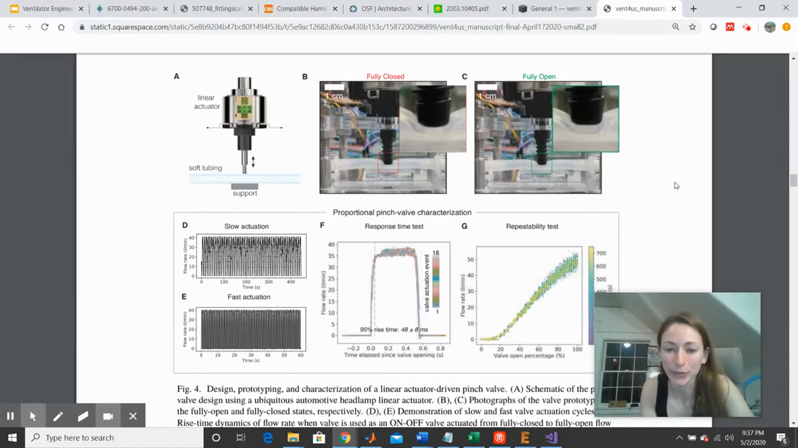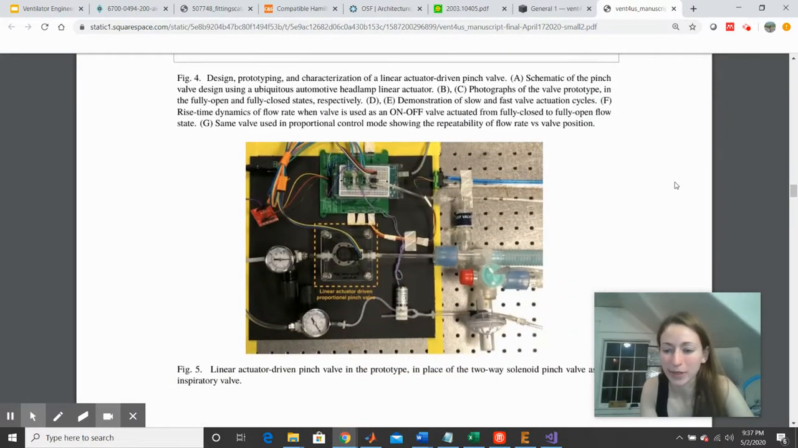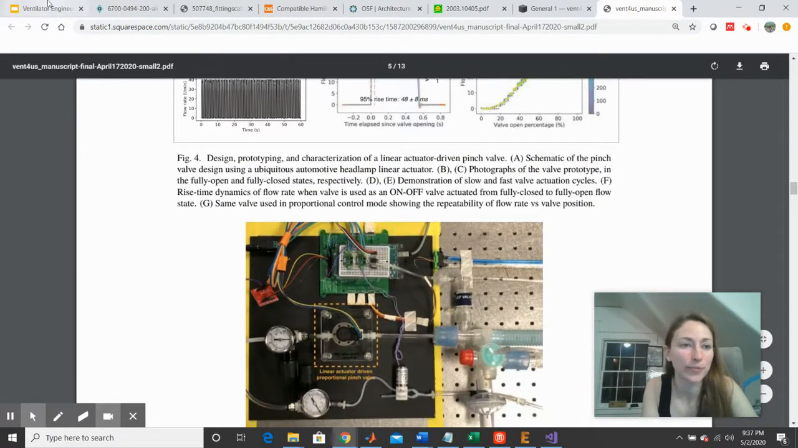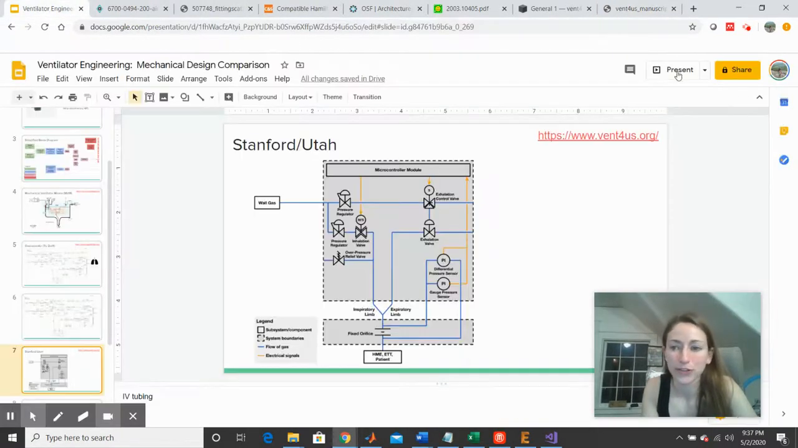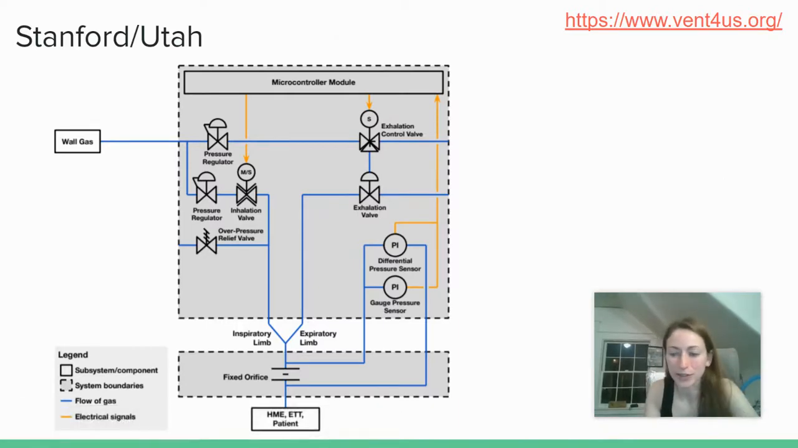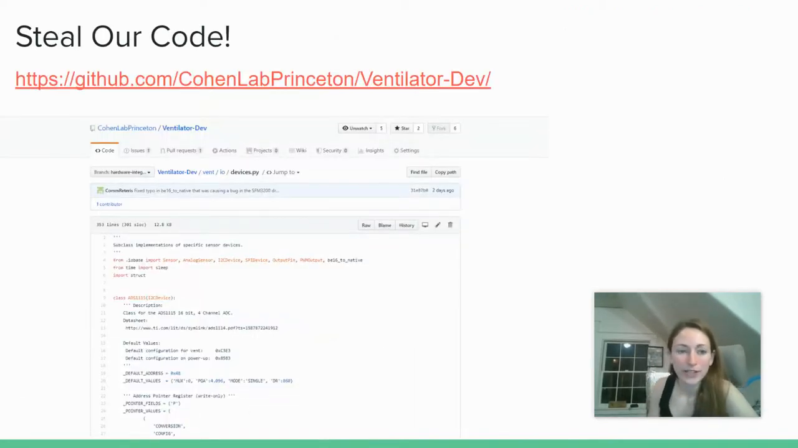But it's really cool that people are starting to think about these workarounds for expensive components like proportional valves, because this is really what a low-cost design is going to rely upon. So that's pretty cool. So anyway, just to wrap up, we looked at a few designs very briefly. I hope you guys take the opportunity to look into all of these designs out there in more detail. And I wanted to close by giving you a link to our code.